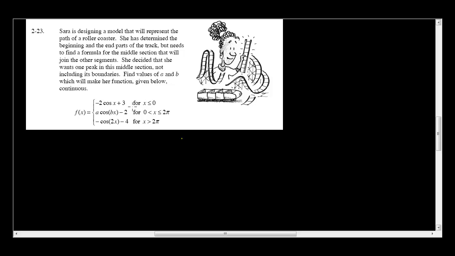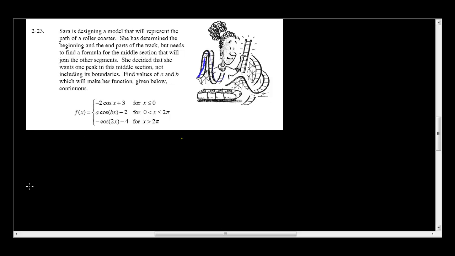So here we are. This is CPM Calculus, Chapter 2, Number 23. We see Sarah here designing her roller coaster, and follow it. The first section for x is less than or equal to 0 is one cosine function. For x between 0 and 2 pi, it's another cosine function. And for x greater than 2 pi, it's even another cosine parent function graph.